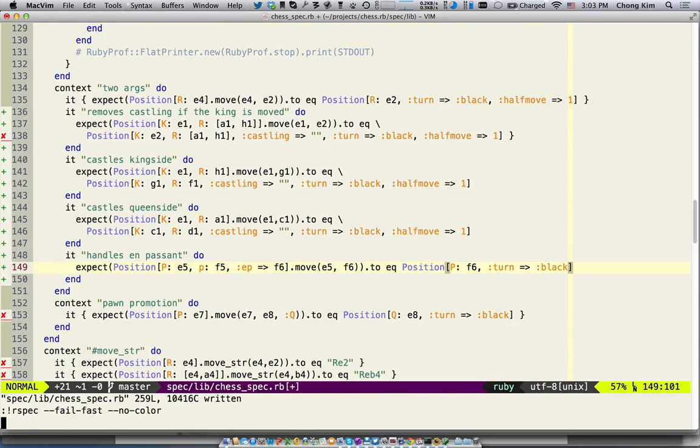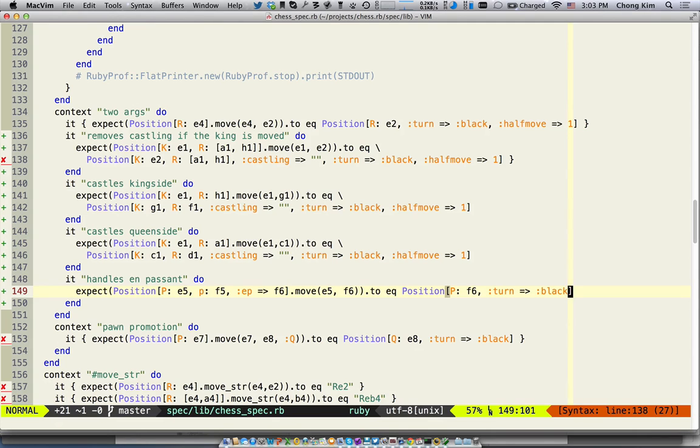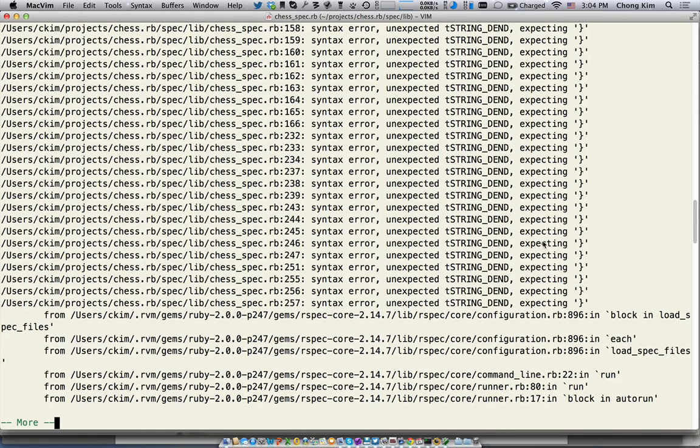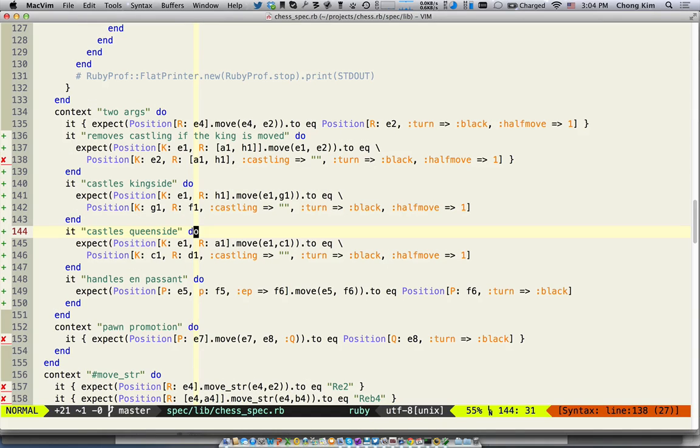All right, let's run it. I must have missed something here. Expect to equal that. Okay, must have missed a curly brace or something. Let's see what the error message says. String expecting curly braces. Okay, so here's the expect to, and here's the end curly braces, but we don't need the end curly braces anymore.